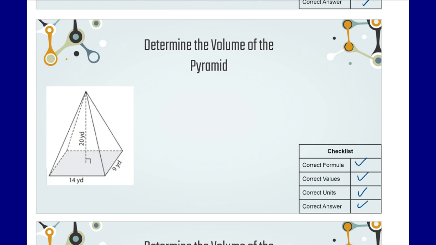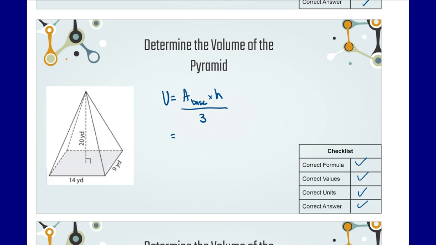Looking at the next one, a pyramid. So our formula sheet says a square base pyramid. This is not a square base because we see our two dimensions are not the same. So we can still use the same formula, volume of the area of the base times the height divided by 3.